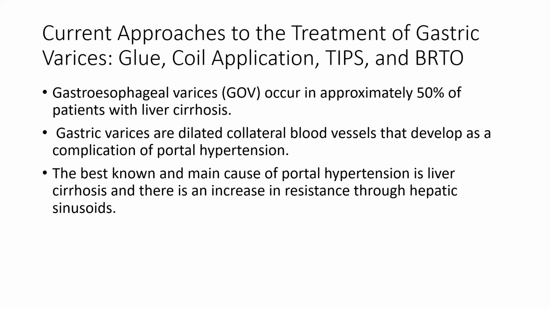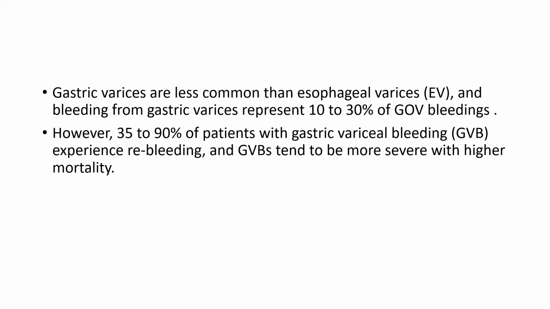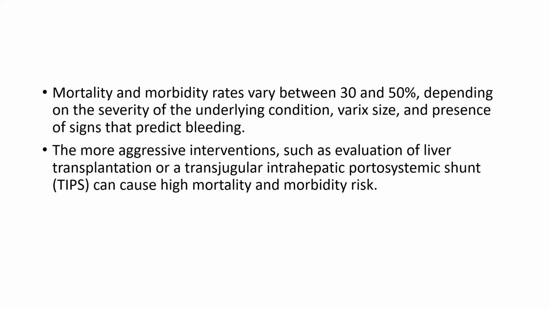hepatic sinusoids. So gastric varices are less common than esophageal varices, and bleeding from gastric varices represents 10 to 30% of gastroesophageal bleeding. However, 35 to 90% of patients with gastric variceal bleed experience rebleed, and gastric variceal bleeding tends to be more severe with higher mortality. So the mortality and morbidity rate varies between 30 to 50% depending on the severity of the underlying condition, variceal size, and presence of signs that predict the bleeding.